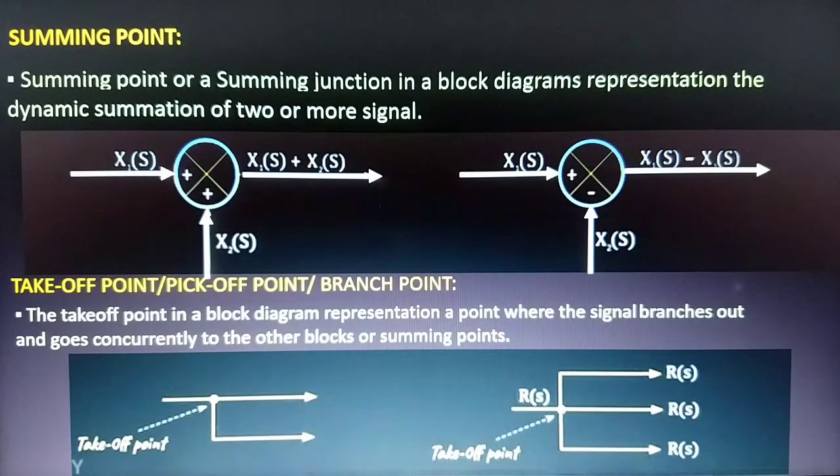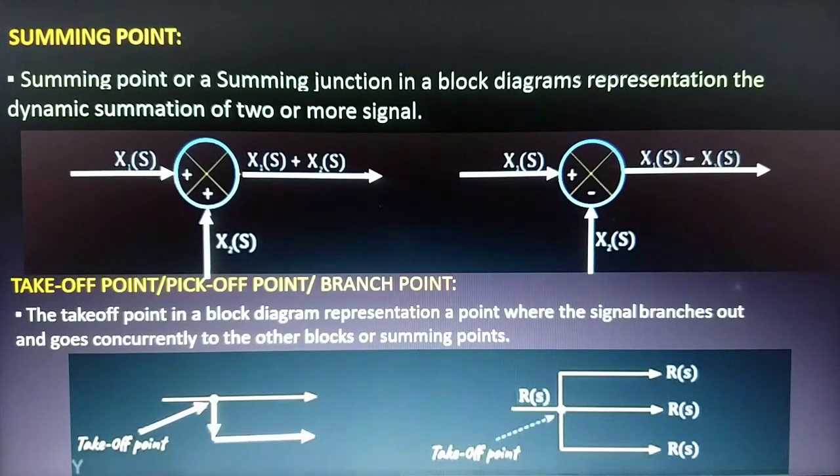So let us understand this with the help of this diagram. This is a takeoff point. The signal distributes, this is a branch of a block diagram, and we can see that from this point the signal distributes into this branch.